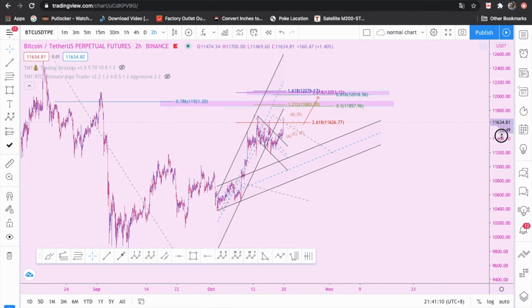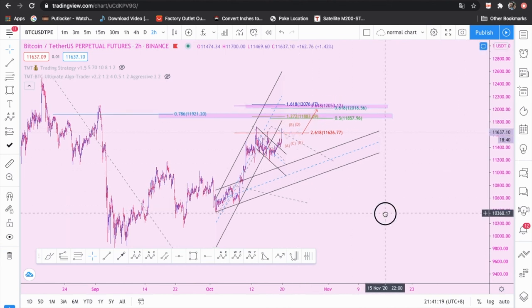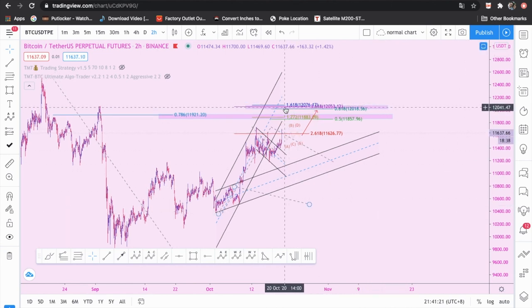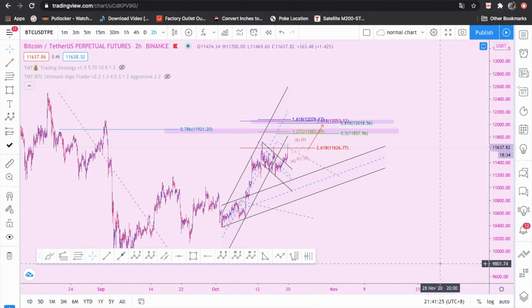So I was expecting this move to 12k, and we're going to short it. If you saw my last video, I talked about it. We're going to take a short at 12K over here with the stop loss right over here, and we're going to take it down.